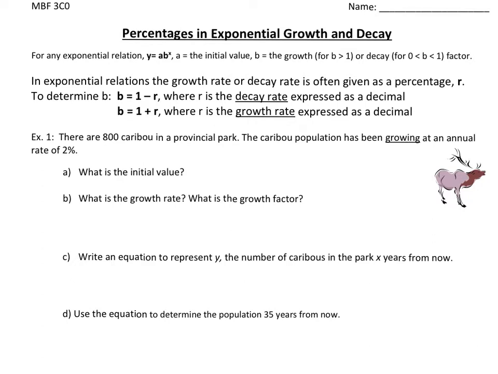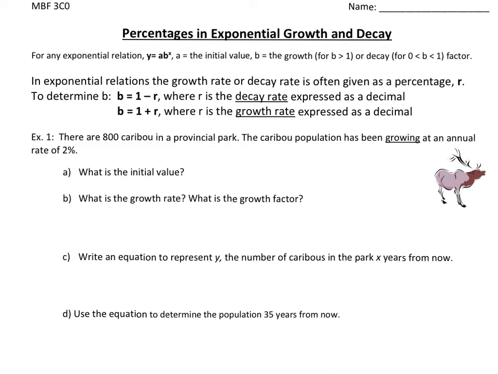Okay, now in exponential relations, the growth rate or decay rate is often given as a percentage. And so to determine the growth factor or the decay factor, here is what we do. If it's decay, we would do 1 minus whatever the rate is expressed as a decimal, and I'm going to show you what I mean. If it's growth, we would do 1 plus whatever the rate is expressed as a decimal. And again, this is going to make sense when I show you what I mean.